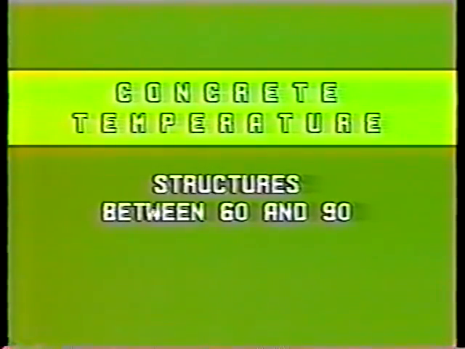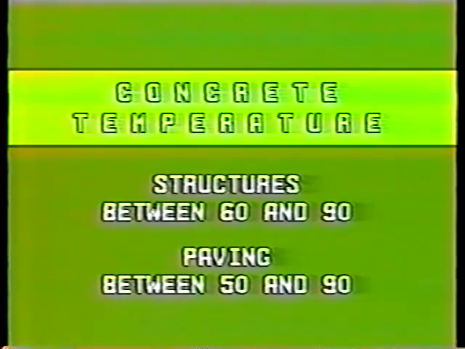In structures, concrete has to be between 60 and 90 degrees Fahrenheit. In paving, the range is 50 to 90. The concrete temperature determines the time allowed between batching and placing, and the air temperature determines whether to use normal curing methods or special cold weather curing.